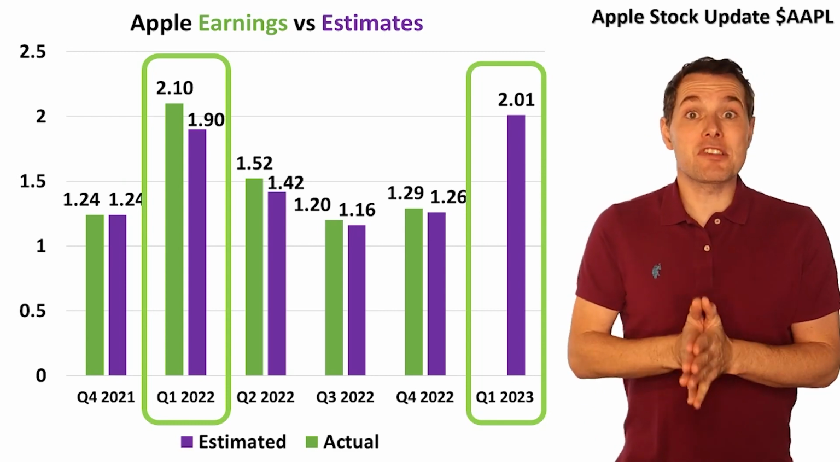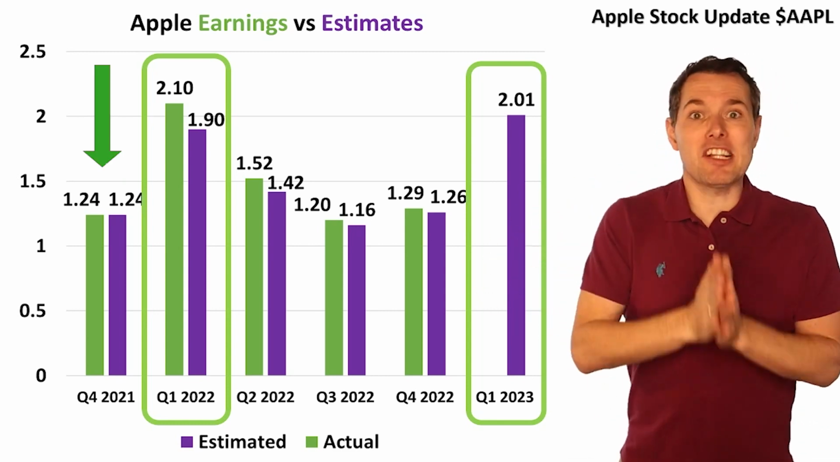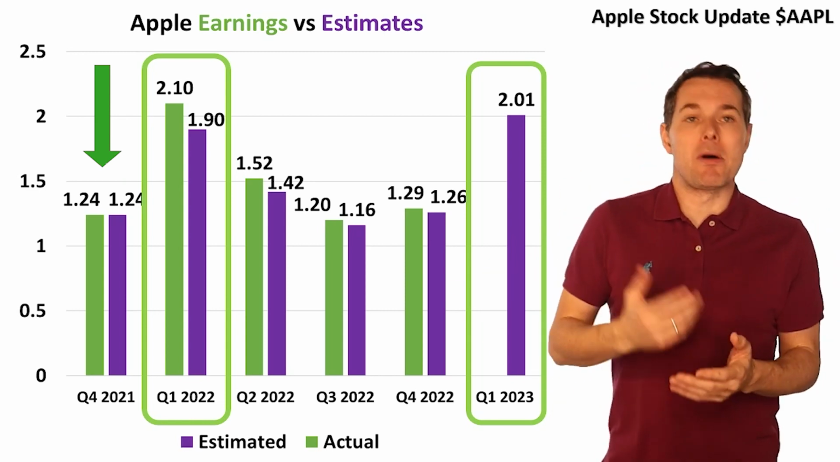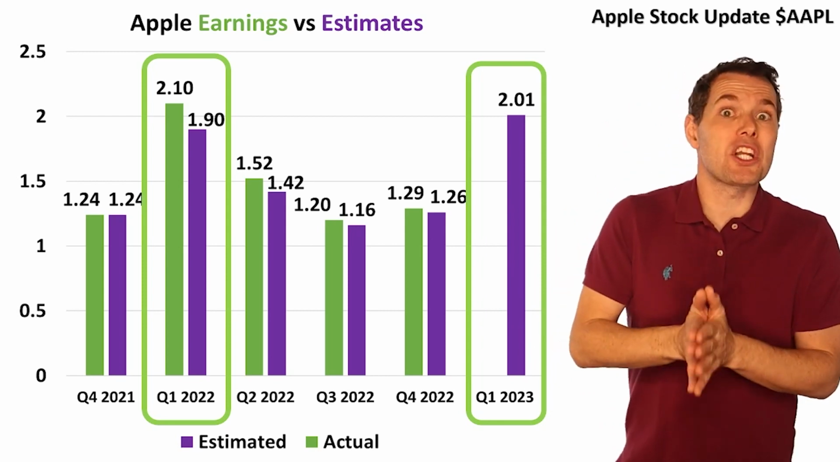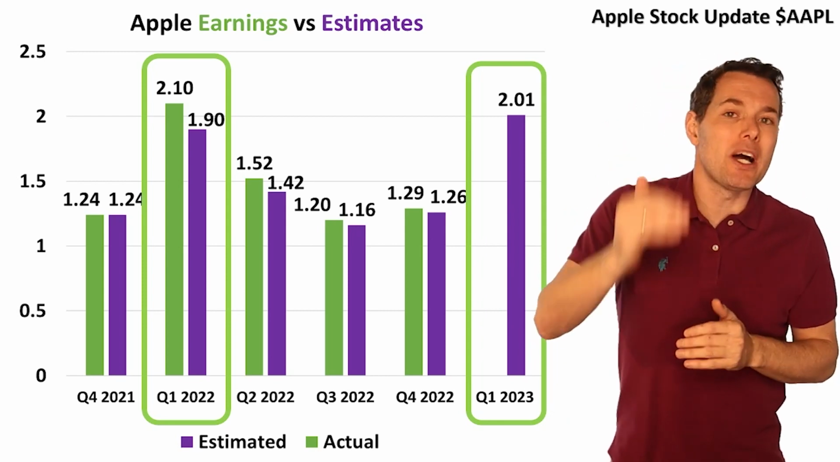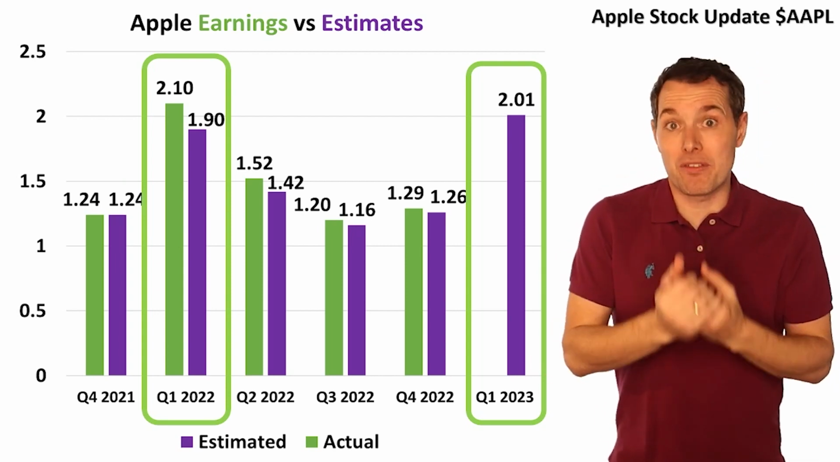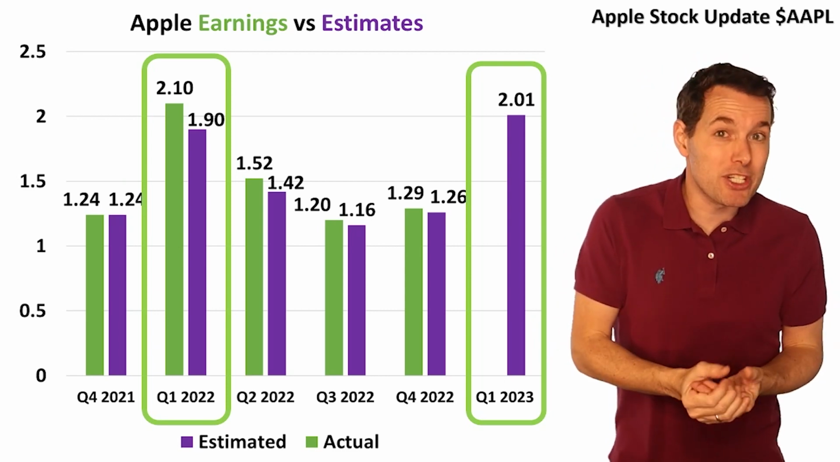I also think it's interesting to note that in the fourth quarter of 2021, Apple met analyst estimates. They came out with $1.24. They were expected to come out with $1.24. Well, every quarter since then, going right up to the fourth quarter of 2022, the analyst estimates have been lower than what the actual numbers were. So this is a good sign for investors. Now we'll see how their first quarter of 2023 actually shakes out.